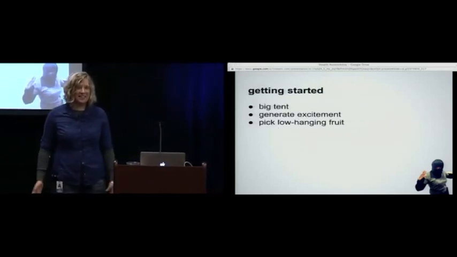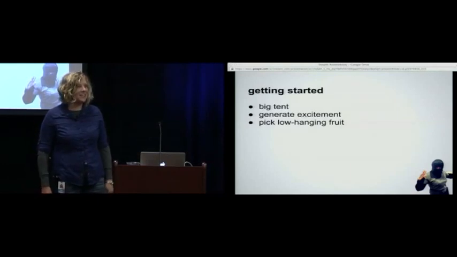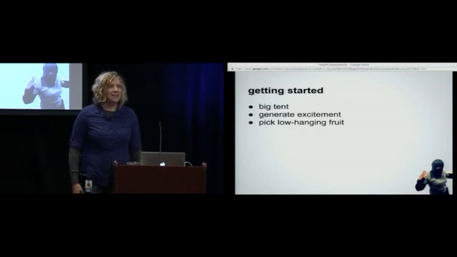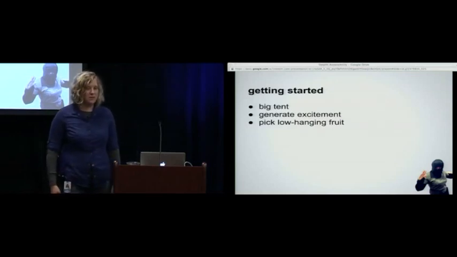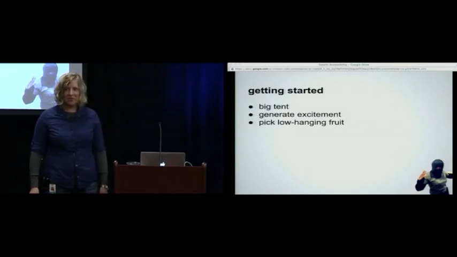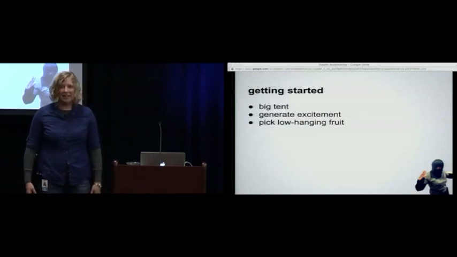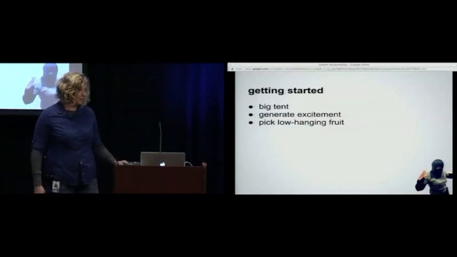So how did we get started? How can you get started in thinking about accessibility? I think there are three things that build the foundation for this. The first is having a big tent approach to what we include when we talk about accessibility. The second is generating excitement both inside and outside of your organization for these types of initiatives. And then finally, actually picking some low-hanging fruit, finding some things where you can get some wins right off the bat and get some momentum going.